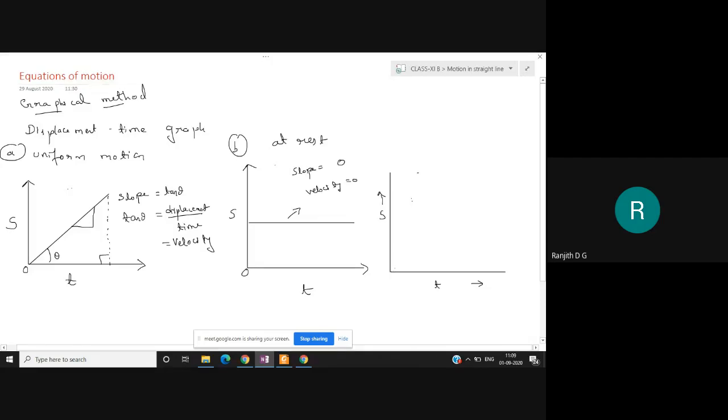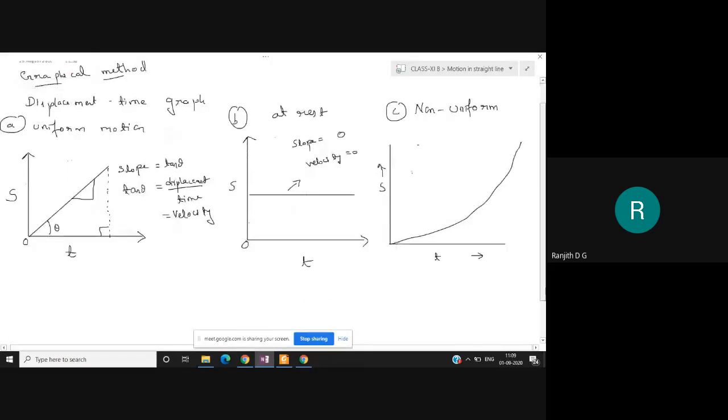Now non-uniform motion. An object is traveling and changing unequal displacement in equal intervals of time. That is called non-uniform motion. For non-uniform motion, it can be anything. It's not only one graph. Other than a straight line, this is uniform, this is for rest, this is for non-uniform. For the slope, you have to draw a tangent, which I will come back to later.